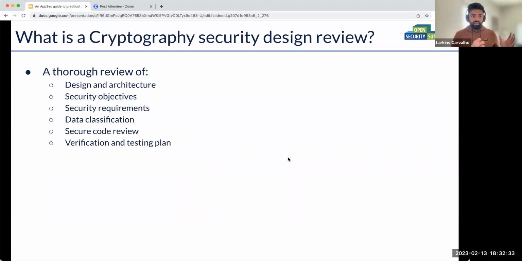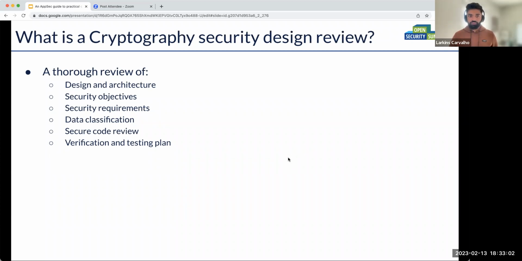Not all systems start from scratch; they start at different points of time as well. Consider a system already in place and now we are making updates to some of the security requirements. That means we already have some source code for review. So if we have that, we should take a look at the code and do secure code review as well. And then we need to have a verification and testing plan.